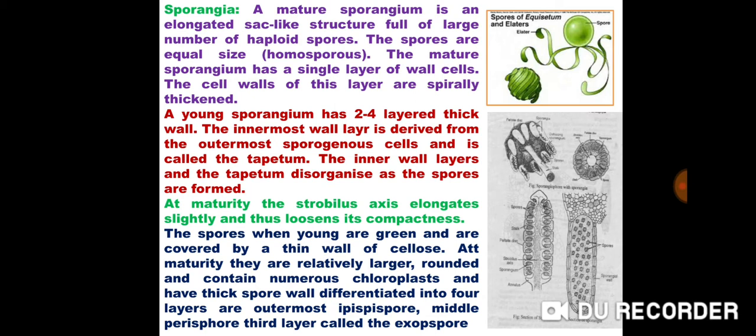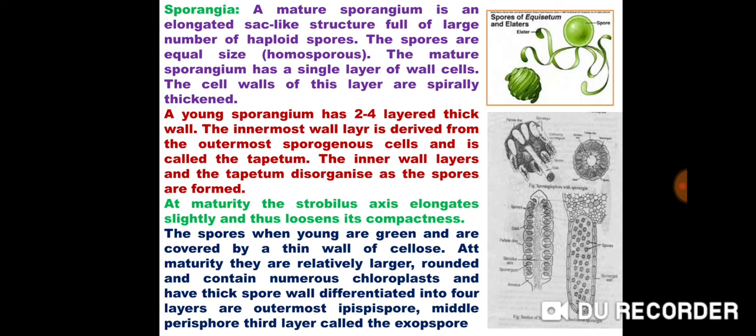A mature sporangium is an elongated sac-like structure full of a large number of haploid spores. The spores are equal in size, meaning homosporous in condition. The mature sporangium has a single layer of wall cells. The cell walls of this layer are spirally thickened. A young sporangium has 2 to 4 layered thick walls. The innermost layer is derived from the outermost sporogenous cells and is called the tapetum. The inner wall layers, the tapetum, disorganize as the spores are formed.